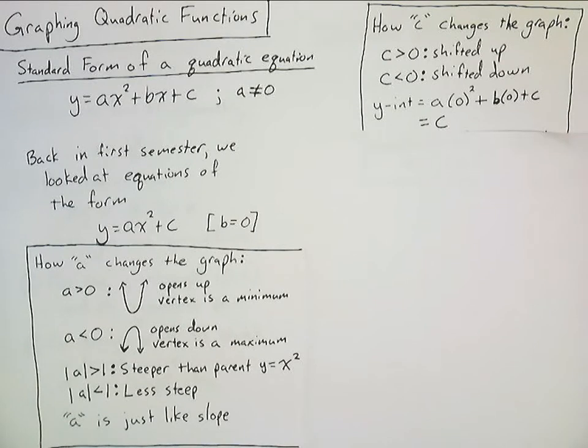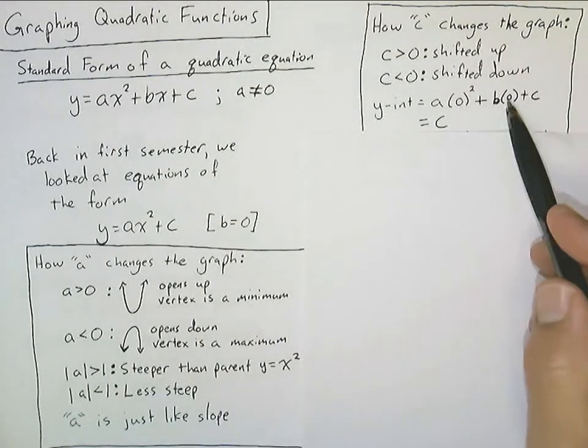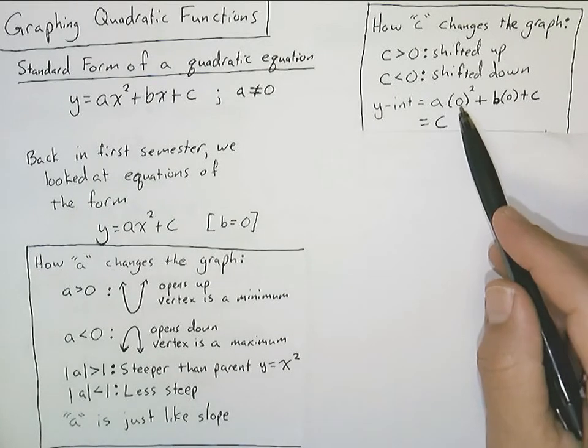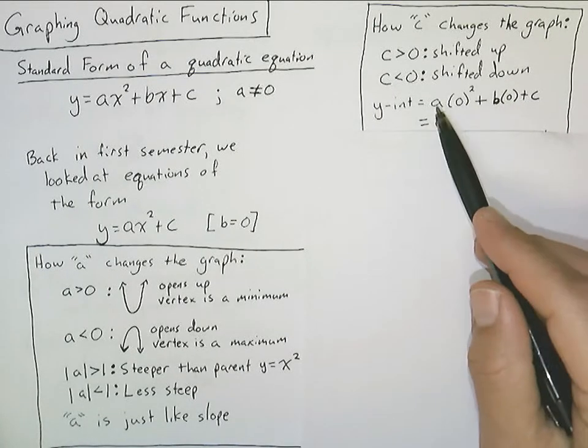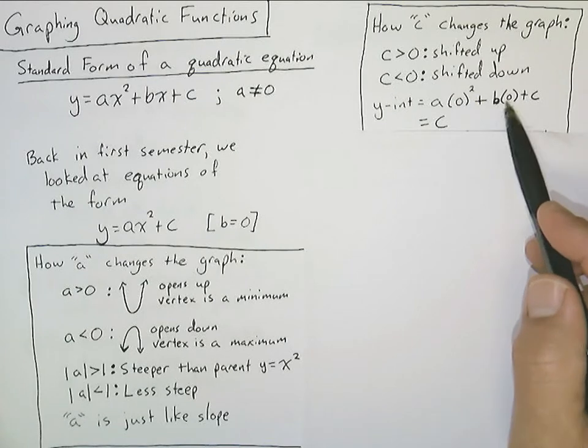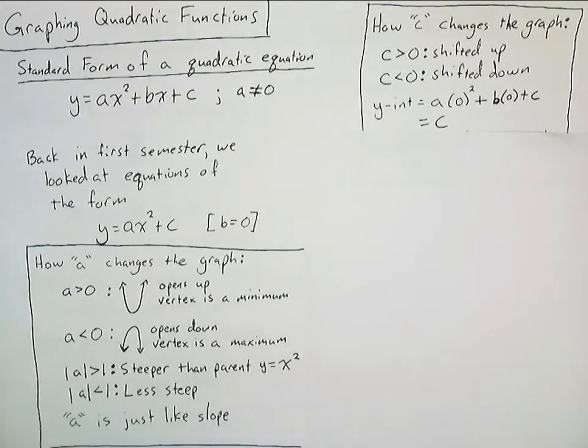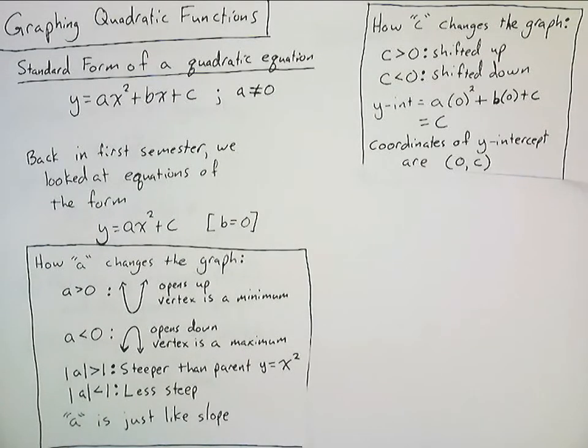But actually, c also gives us the y-intercept, because the y-intercept occurs where the x-coordinate is 0. So if we plug in 0 for x, the resulting y value will be the y-intercept. But if we plug in 0 for x, a times 0 squared is 0, b times 0 is 0, so the whole thing just becomes c. So the y-intercept will have coordinates (0, c).